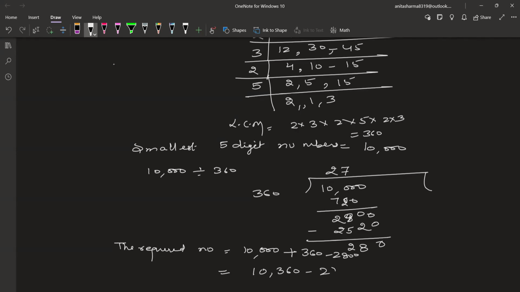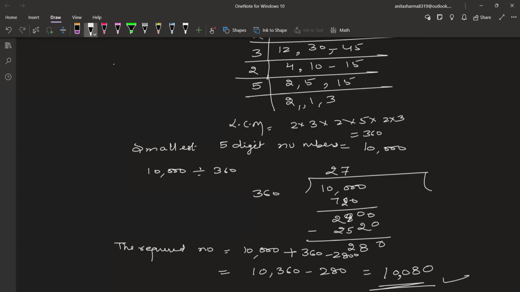10360 minus 280. So 0 minus 0 is 0. 16 minus 8 is 8. And 2 minus 2 is 0. And then again 0 and 1. So 10,080 is the smallest 5-digit number which is completely divisible by these numbers.